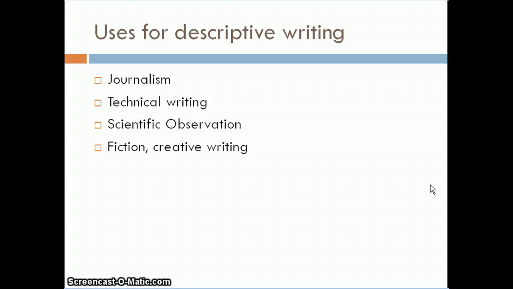Besides fiction and creative writing, we can also use descriptive writing for journalism, for technical writing, as well as for scientific observation. So it really has many applications. But the best part of descriptive writing is that it allows for us to be creative and have fun with language and have fun with words.